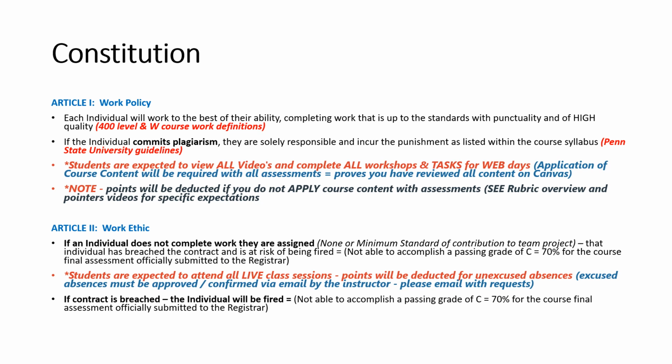Article 2, work ethic. If you don't complete the work as assigned, then you can see we'll get a none or a minimum score. And then you have breached the contract, so you're at risk of being fired. In this case with grades, that would mean you would not be able to accomplish a passing grade of 70 or higher as C. You are expected then with live classes to attend all those sessions.